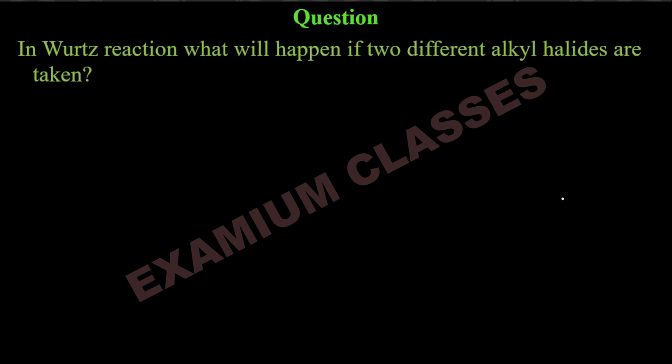Okay. So this question in Wurtz reaction, what will happen if 2 different alkyl halides are taken? I have already explained. A mixture of 3 alkanes will be produced, and it is difficult to separate those alkanes because they have very close boiling points. The condition to use distillation or even fractional distillation is that there should be at least a difference of 20 to 25 degrees Celsius between the boiling points of 2 components, constituents.